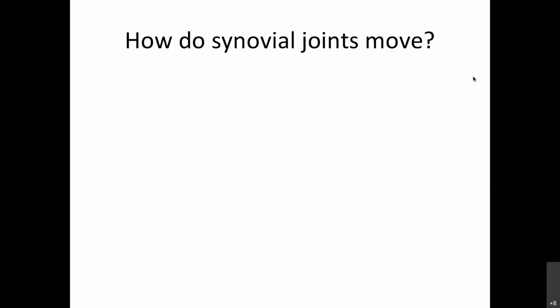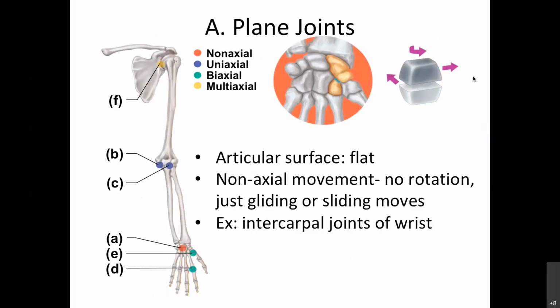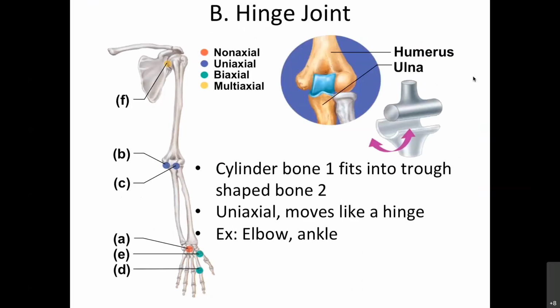So I want to know about synovial joints. How do synovial joints move? So again, the plane joints, this is found in the intercarpals in your wrist. It's a sliding motion. It allows you to go like that. Spread your hands out. This is from plane joints, it's a flat surface. Hinge joints, think of your elbow. Uniaxial can only move like a hinge, move in one direction.